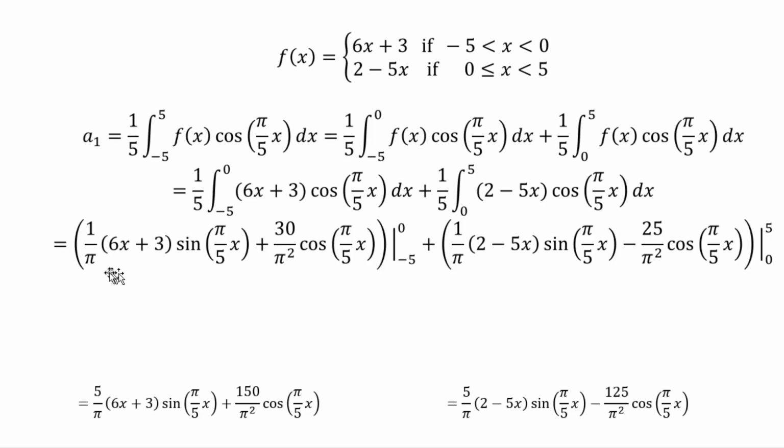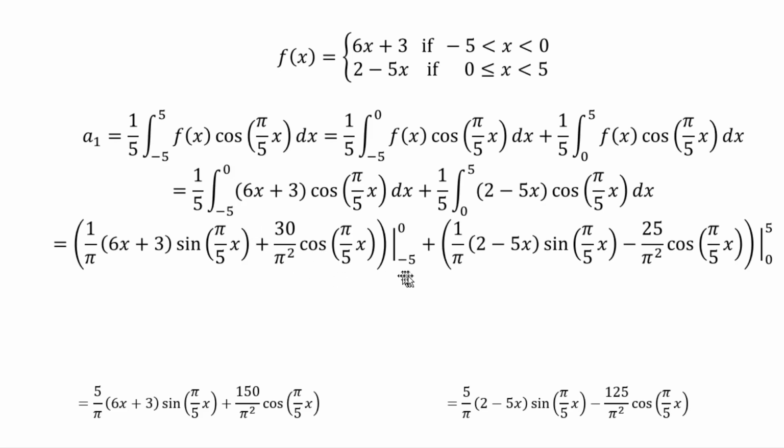And on top of that, I actually took the 1/5 and multiplied inside because they're both divisible by 5, right? So 5 divided by 5 gives you 1, whereas 150 divided by 5 is 30. And I did the same thing here as well. 5 divided by 5 is 1, and 125 divided by 5 is 25.